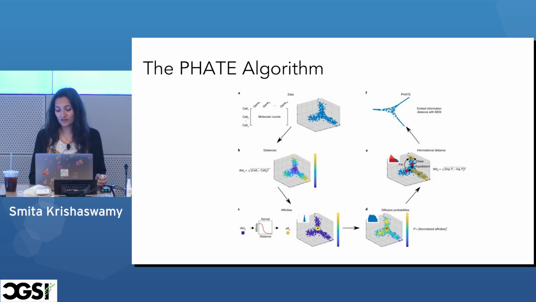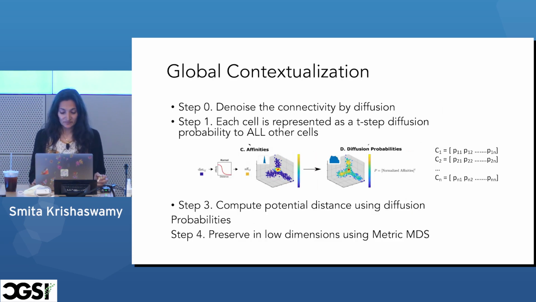And after that, you have these diffusion probabilities, and this is where PHATE is different from diffusion maps. Now PHATE realizes that each data point is contextualized with relation to every other data point using a probability distribution. So then we try to take a probability distribution distance or an information theoretic divergence between these points, and then we embed into low dimensional space using MDS.